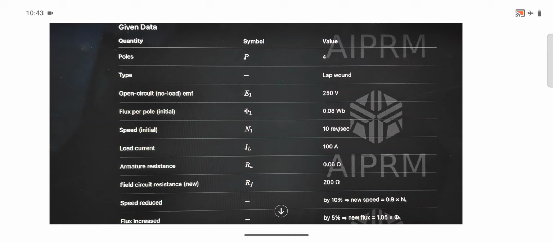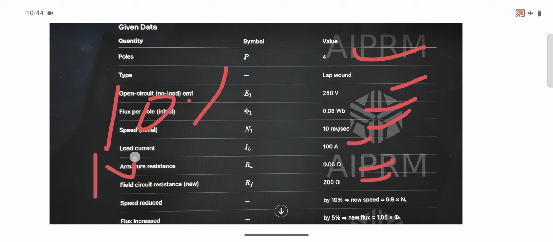In the data given, we can see poles four, type already mentioned lap, and open circuit, that means no load. No load EMF is given, you can see 250 volt. Flux per pole, the initial flux per pole is given. A speed of 10 revolutions per second is given. Load current is given. Armature resistance is given and field resistance is given. Speed is reduced, how much reduced? It reduced by 10%.